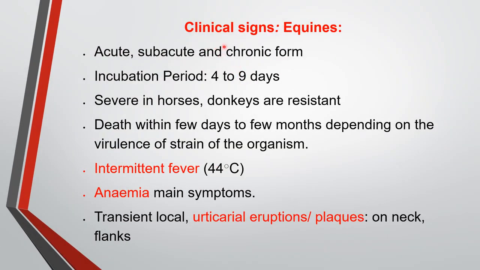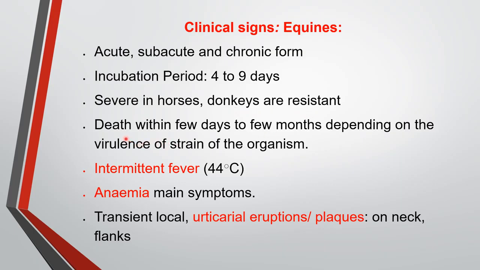Here first we'll see clinical signs in equines. Equines are highly susceptible, and a large number of the cases are seen in equines. Again, in equines there are many forms: acute, subacute, and chronic. The incubation period is 4 to 9 days. The symptoms in horses are severe. Donkeys are generally resistant.